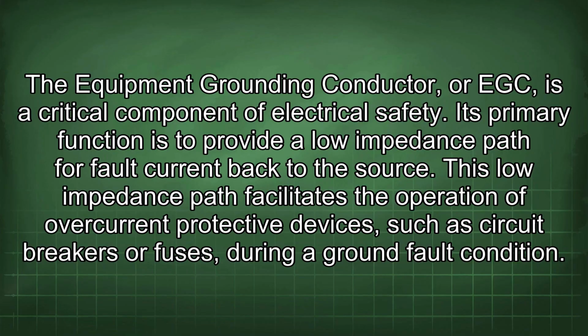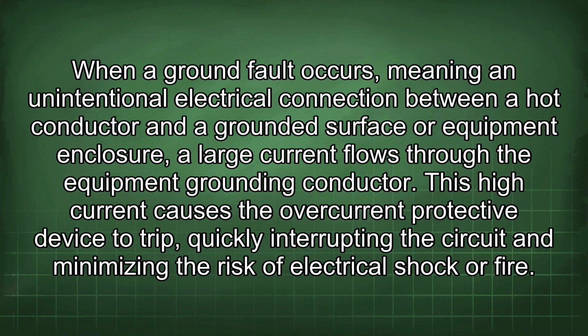The equipment grounding conductor, or EGC, is a critical component of electrical safety. Its primary function is to provide a low impedance path for fault current back to the source. This low impedance path facilitates the operation of overcurrent protective devices, such as circuit breakers or fuses, during a ground fault condition. When a ground fault occurs, meaning an unintentional electrical connection between a hot conductor and a grounded surface or equipment enclosure, a large current flows through the equipment grounding conductor. This high current causes the overcurrent protective device to trip, quickly interrupting the circuit and minimizing the risk of electrical shock or fire.